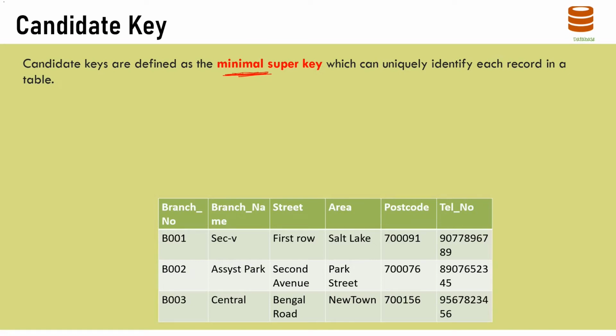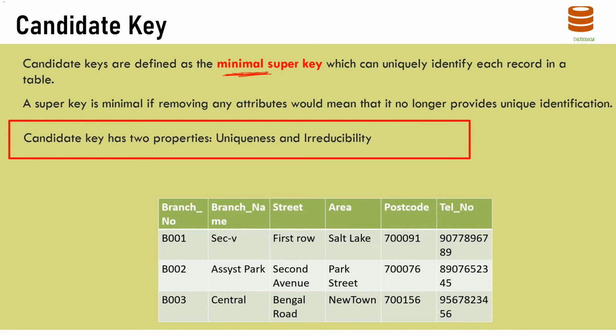So you have understood that a candidate key has 2 properties in it, uniqueness and irreducibility. Irreducibility means that it contains a minimal number of attributes. You cannot reduce it further. So you can see from the same example that branch number alone is sufficient to uniquely identify a row. So branch number is a candidate key.